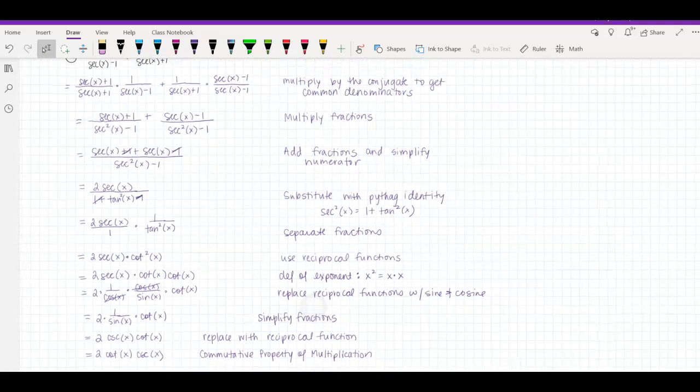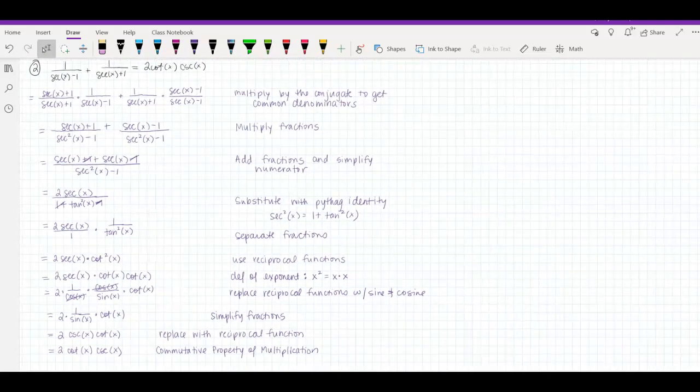Now, example number 2 looks a lot longer, but really that's because I tried to write out every single step so you could see exactly what was going on. So again, the first thing I did with my left side, so I started on the left, I had two fractions. Well, I can't add two fractions unless I have common denominators. So I went ahead and multiplied by each of the other denominators so that I got secant x plus 1 and secant x minus 1 in the denominator.